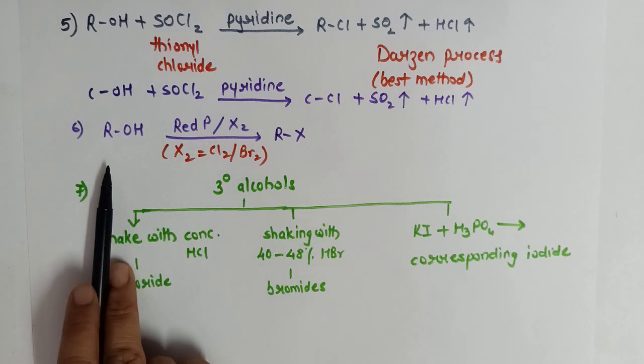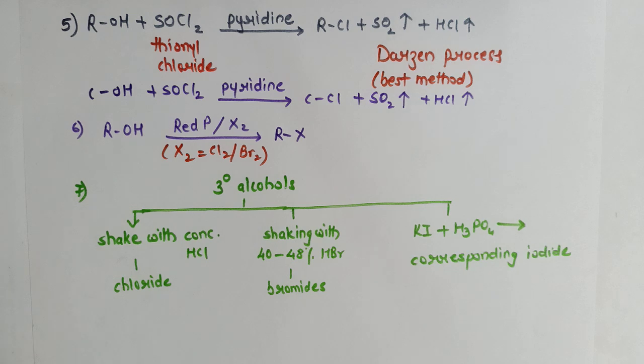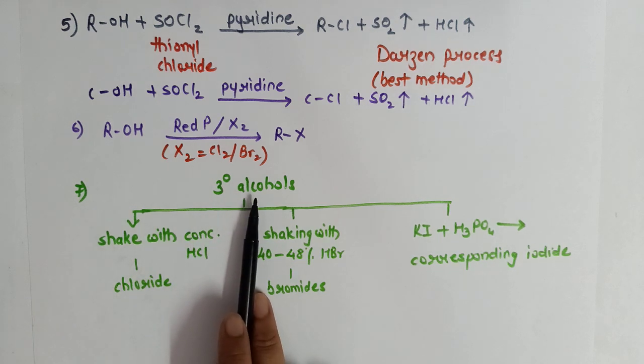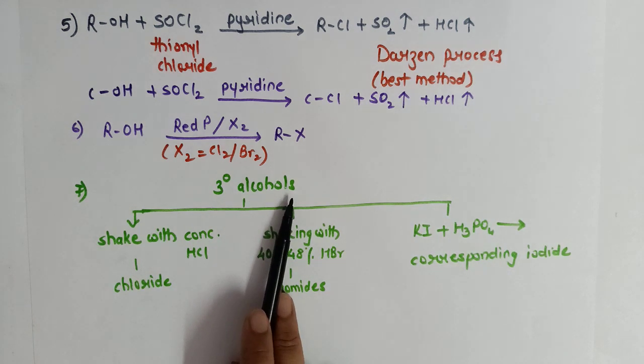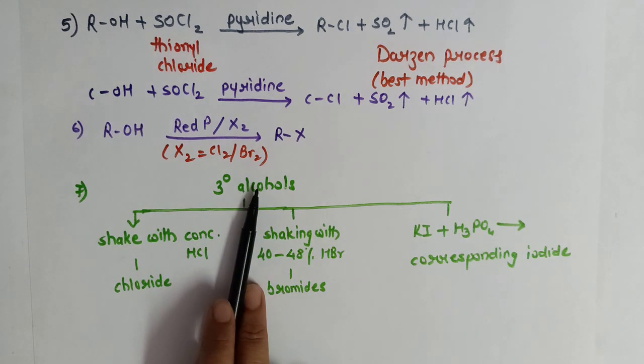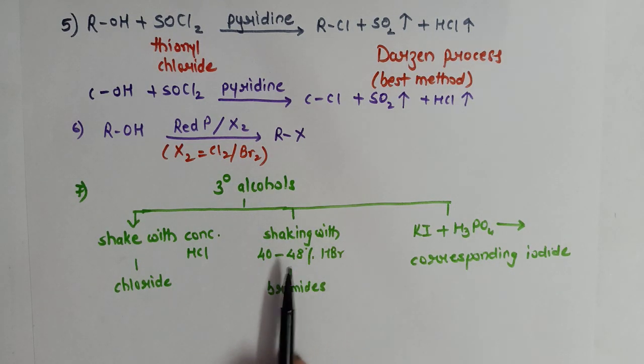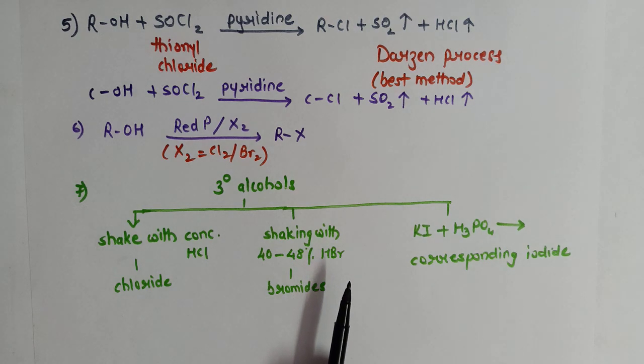Up till now, whatever we have seen were 1 degree alcohols. Some reactions are applicable for 2 degree alcohols also. But now if we are taking 3 degree alcohols, then their conditions change. If you want to prepare the chloride, we have to shake the 3 degree alcohol with concentrated HCl. If you want bromide from a 3 degree alcohol, we have to shake it with 40 to 48% HBr.